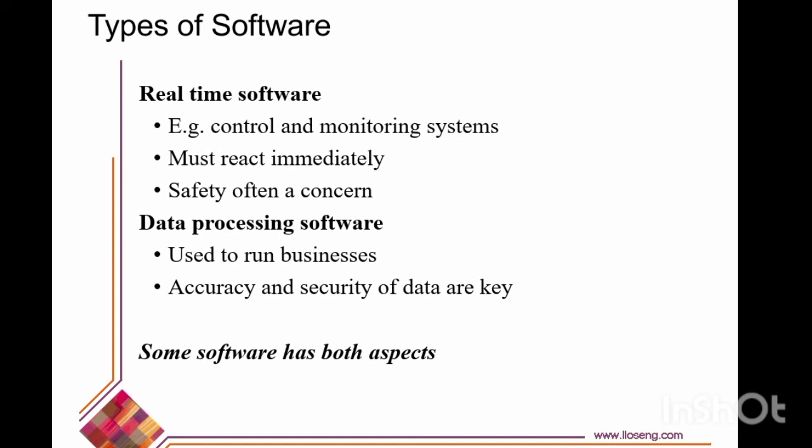Okay, types of software. Real time software, for example control and monitoring systems, must react immediately. Safety is often a concern. Data processing software is used to run business. Accuracy and security of data are key.